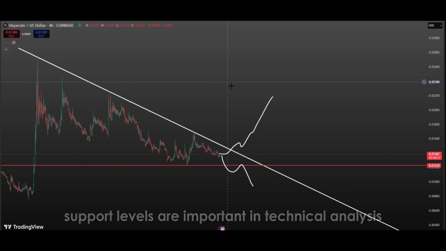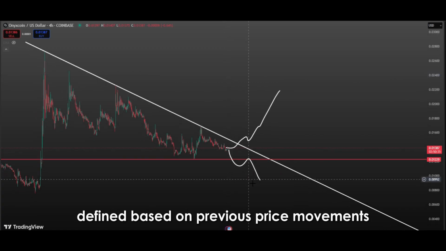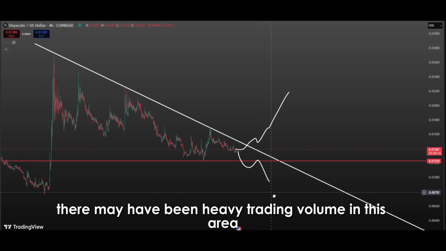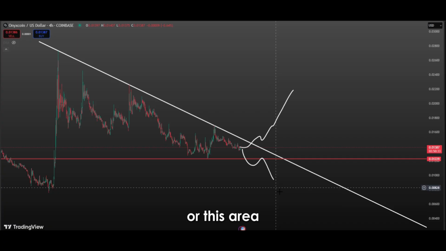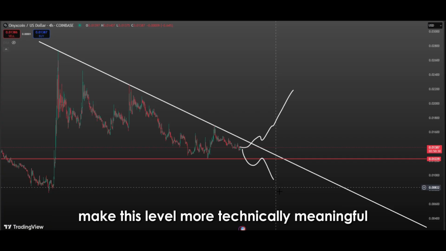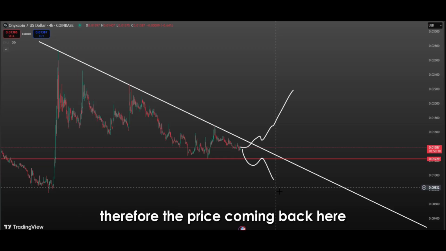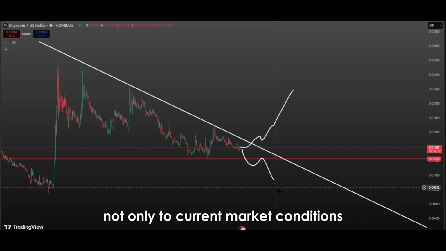Another reason why such support levels are important in technical analysis is that they are usually defined based on previous price movements. In other words, there may have been heavy trading volume in this area in the past, there may have been excess demand, or this area may have been the bottom of a previous correction. All these factors make this level more technically meaningful. Therefore, the price coming back here, and how it behaves at this level, is closely related not only to current market conditions, but also to past price behavior.